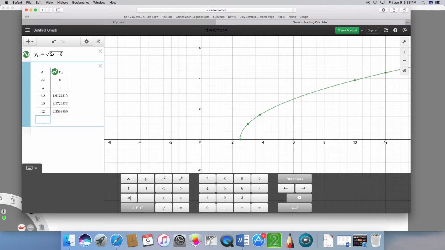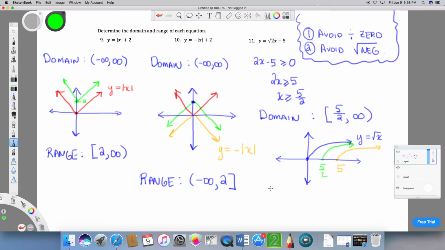Well, you notice that all of these y values are positive or 0. The first one associated with 2.5 was 0. And then after that, as x increased, y also increased. So our range for this, looking at this picture here in the green, and looking at that table that I just made for you in the graphing calculator, it's 0 to infinity.